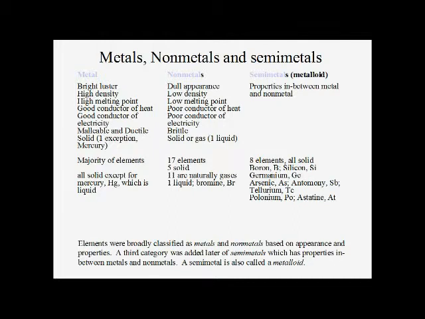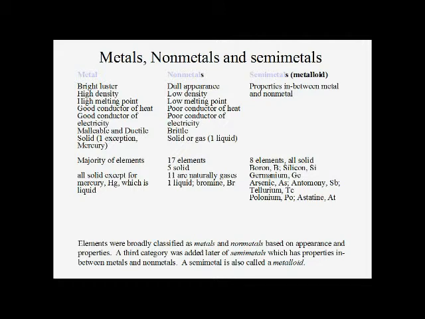Metals are also good conductors of electricity. This is one of the defining characteristics of metals, how it conducts electricity. Metals tend to be malleable and ductile. That means that when you hit them with a sledgehammer, they bend instead of breaking. And ductile means that you can pull them into a wire shape. Most of our elements are metals, and they're all solids except for our one liquid, mercury.